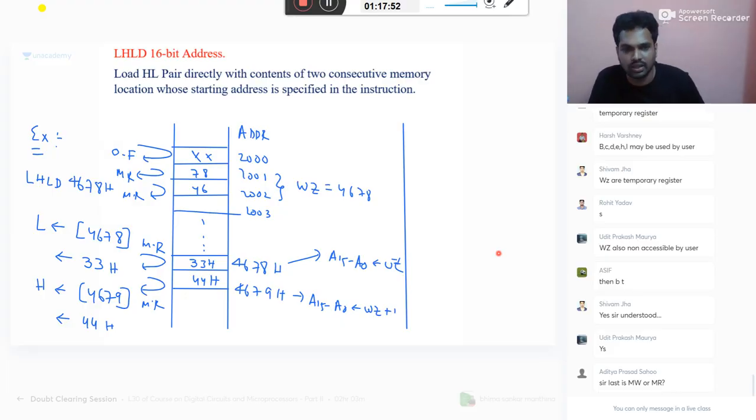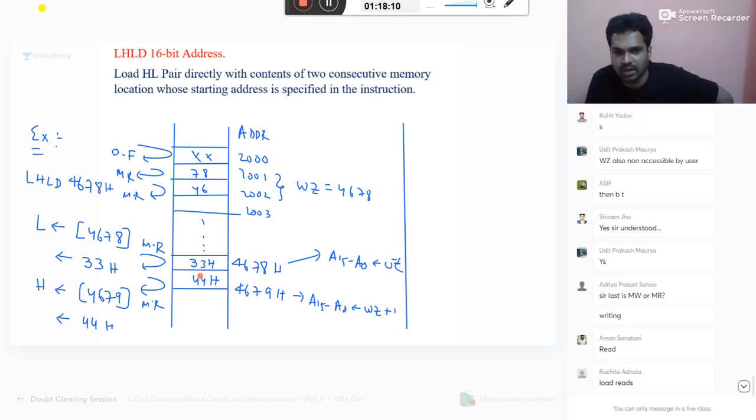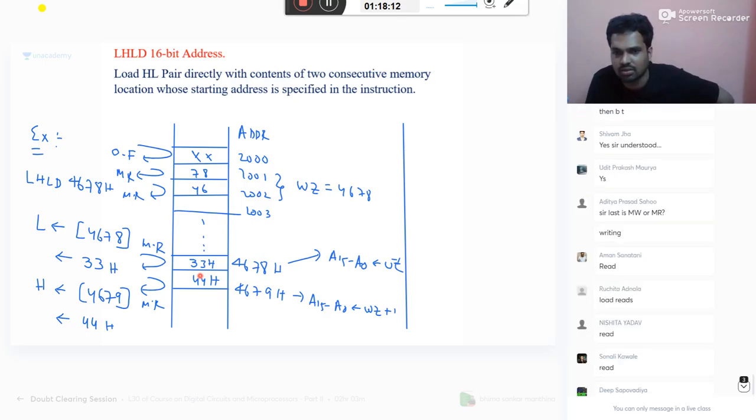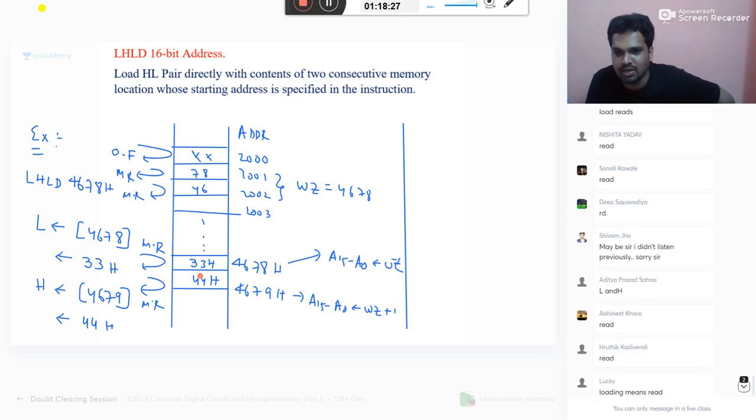Okay. Aditya, you tell me whether you are reading or writing into the memory. Tell me, Aditya. Where you are writing? You are writing in the memory or L and H? No problem. L and H is not memory. For us, memory is external memory only.